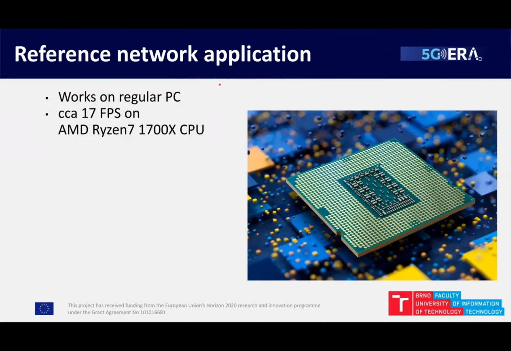We provided two versions of this network application. The one works on a regular PC. It uses only the CPU for the computation, and in the variant of the multi-class detector, it can work at approximately 17 FPS using this quite old CPU.